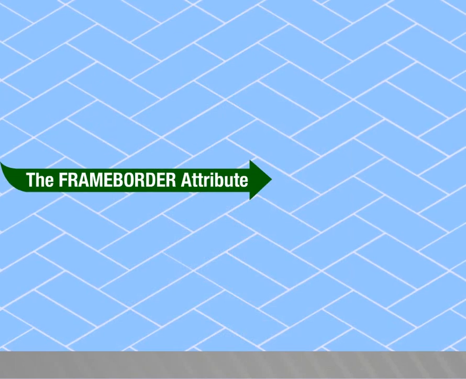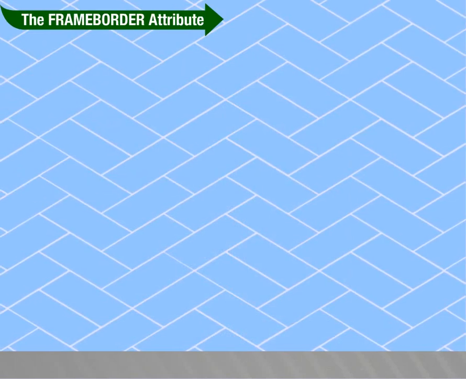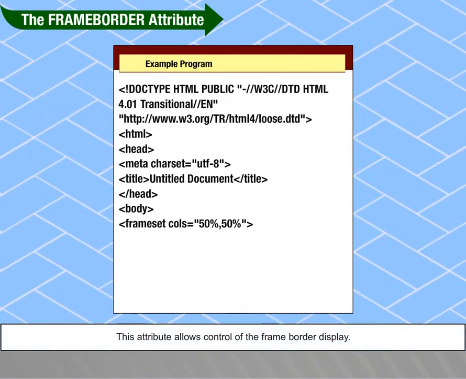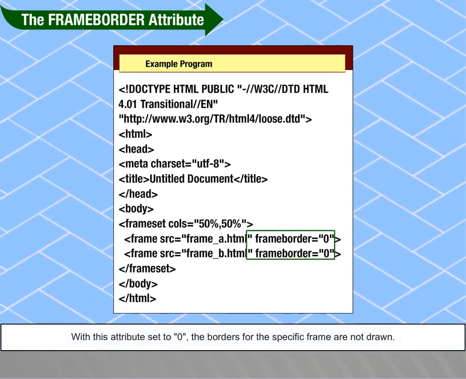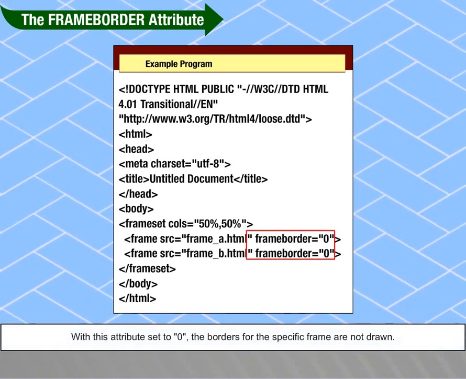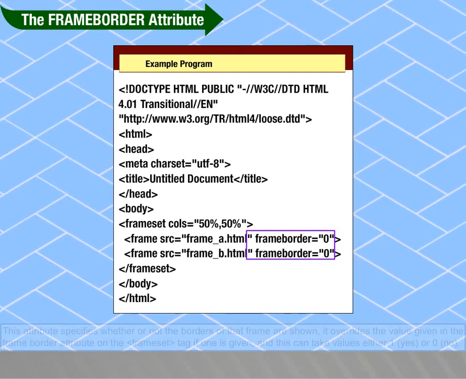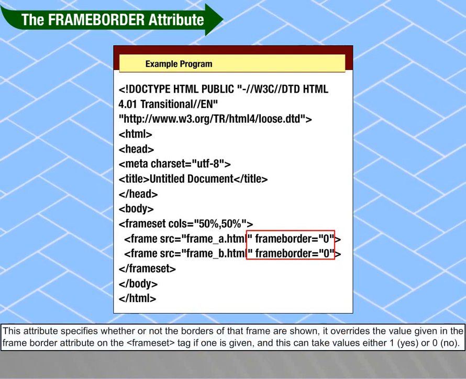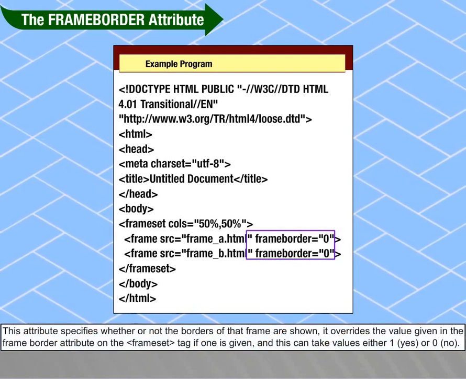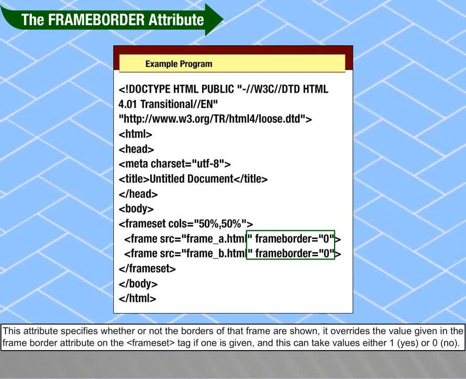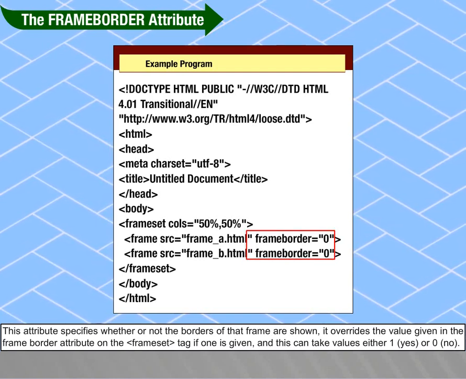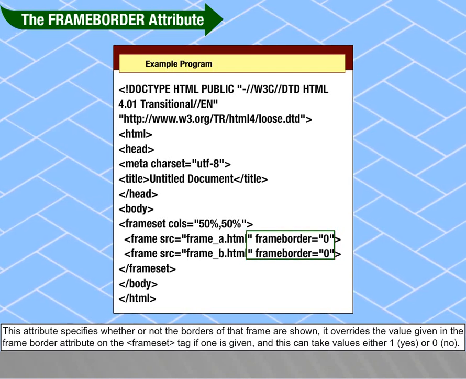The frameborder attribute. This attribute allows control of the frame border display. With this attribute set to 0, the borders for the specific frame are not drawn. This attribute specifies whether or not the borders of that frame are shown. It overrides the value given in the frameborder attribute on the frameset tag if 1 is given, and this can take values either 1, that is yes, or 0, that is no.